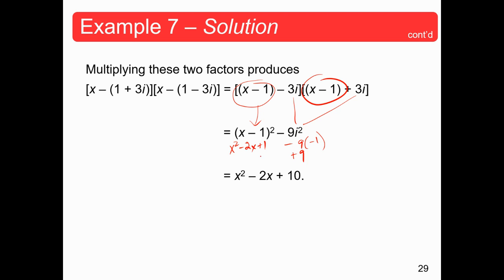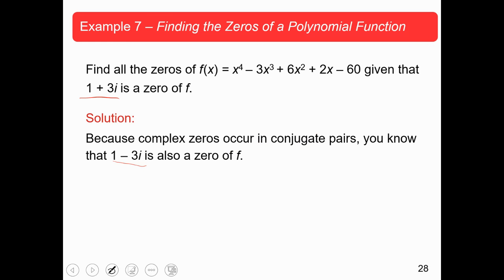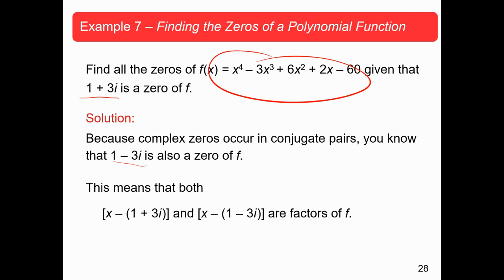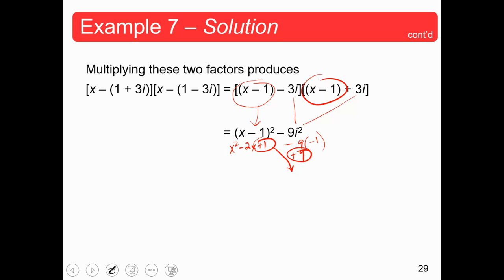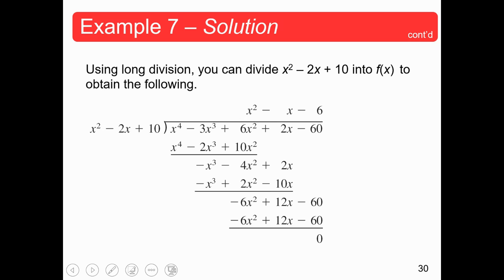The only two things I can combine here are this 1 and this 9 to get a 10. So now I know that I have x squared minus 2x plus 10 as one of the factors of that original polynomial. So moving ahead, if I do long division and divide my polynomial by this quadratic, I can find that my other quadratic is x squared minus x minus 6.